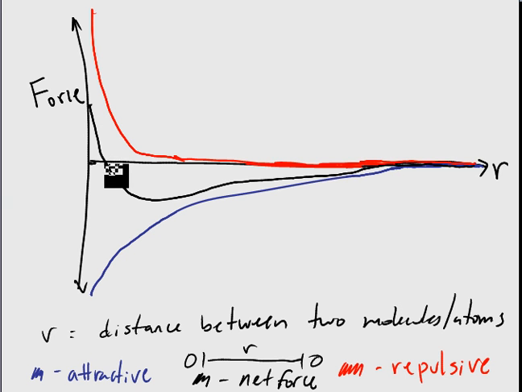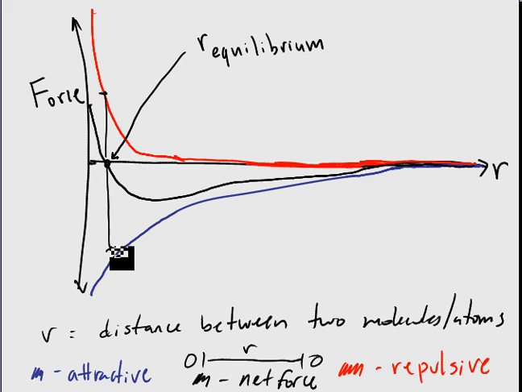I'm going to mark one place in particular. This point here, where the force is zero, we're going to call that distance r equilibrium. That's the equilibrium distance, and we'll talk about that in the next video. You can see that at this point, at least on my graph, the repulsive force and the attractive force should be the same, and they're not exactly the same. But the attractive force is just strong enough to cancel out the repulsive force. And we'll talk about this more in the next video.